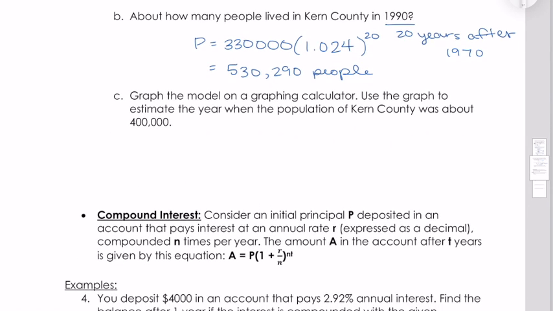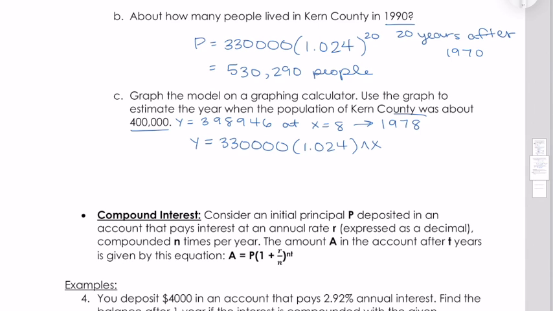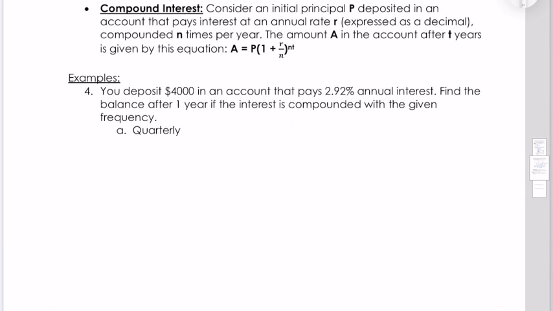We're going to plug this one into the calculator as well. So into y equals, you should plug in 330,000 times 1.024 to the power of x. Y again is population, and x is years. I want to know when y is close to 400,000. When I press second graph to get to the table, I find that y is really close to 400,000. I don't know what I said earlier. I think I said 40. Whoops. At x equals 8. So that would be 8 years after 1970, which is 1978.